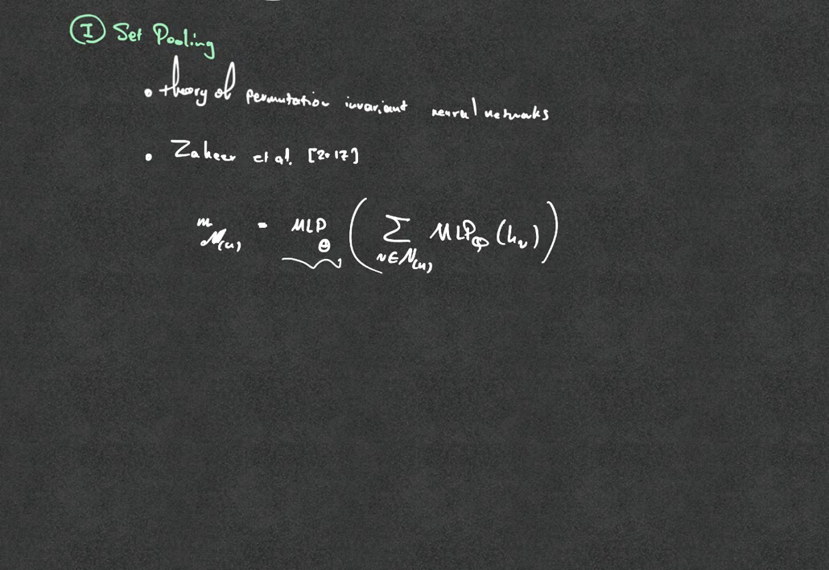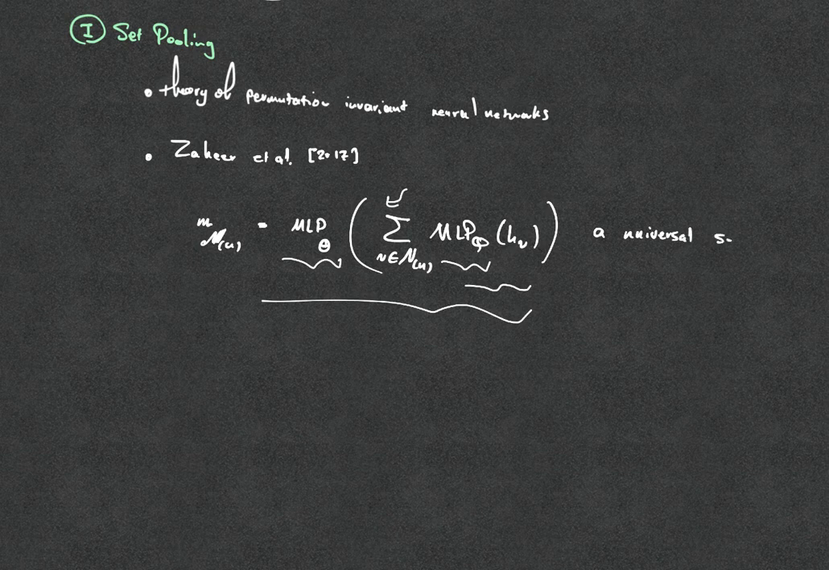So we have this MLP here and this MLP here. You could think of it as a local-global approach, which, because of this sum component, is permutation invariant. And this article has shown that this is a universal approximator for set functions. And MLP means an arbitrarily deep multi-layer perceptron.